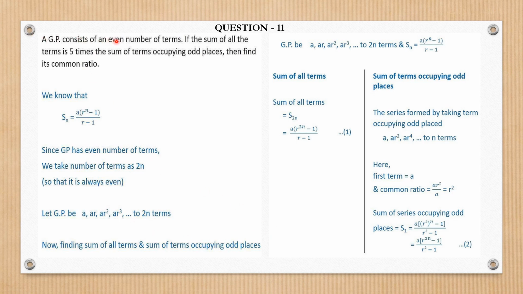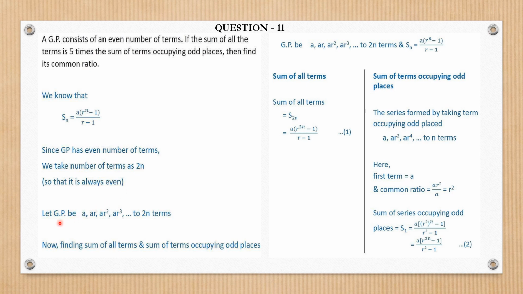A GP consists of an even number of terms. So if there are, say, n terms, we know the formula of Sn is a times r to the power n minus 1 upon r minus 1, if r is greater than 1. And since the GP is having an even number of terms, instead of n, I will take 2n, so that it always remains even.